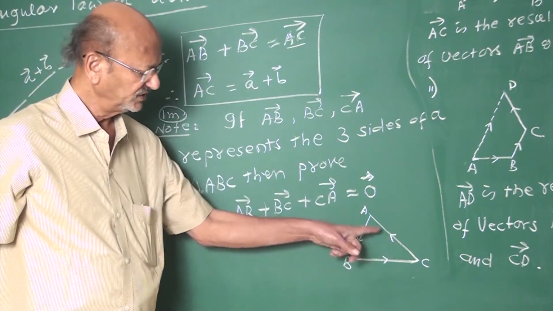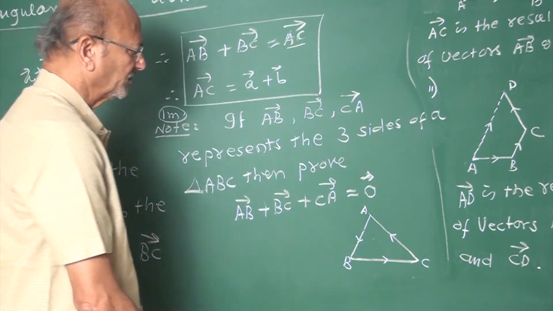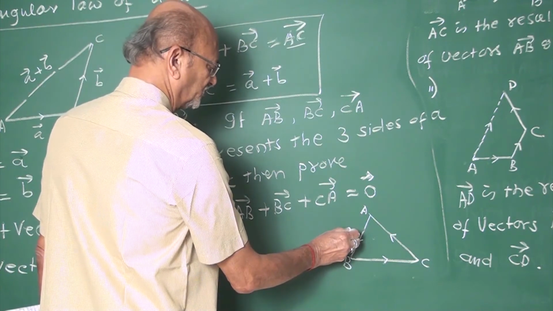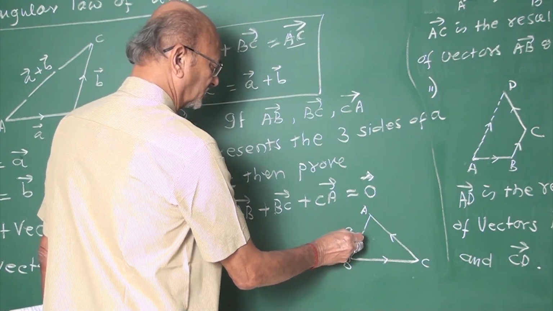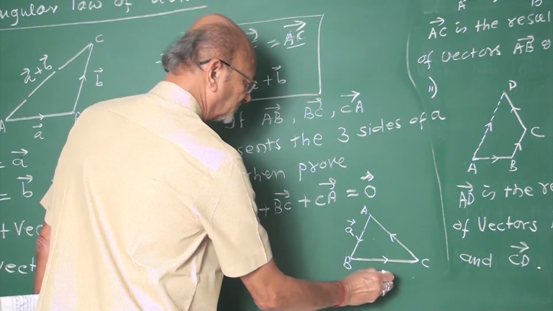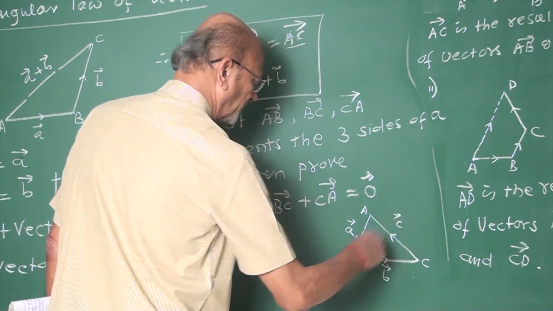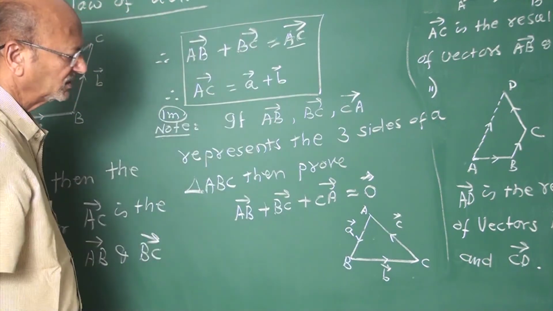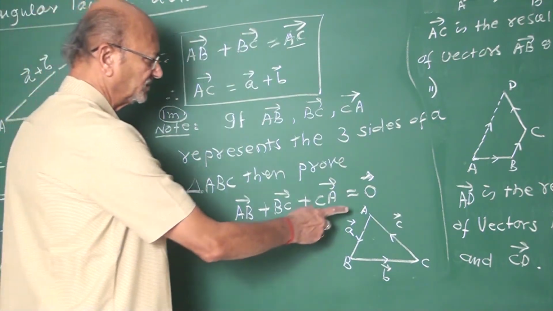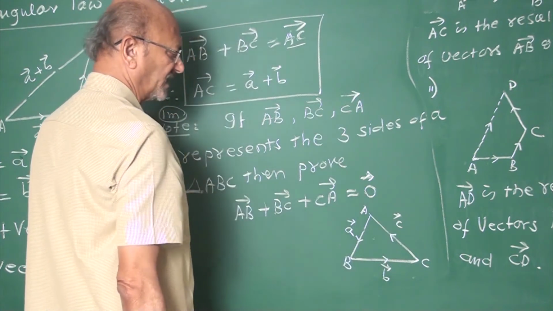AB, BC, CA. Or even you can take, my friends, this is the first vector. This is the second vector. This is the third vector. Now tell me, my friends, what is AB plus BC by triangular law?